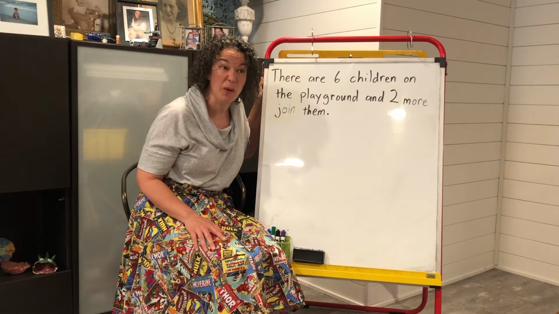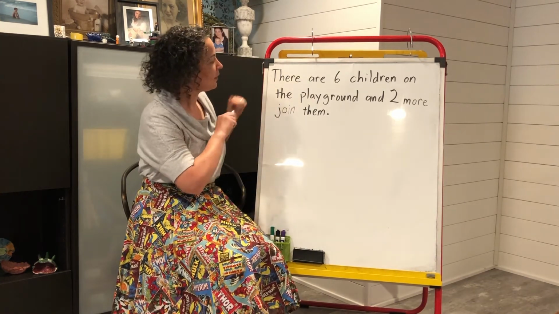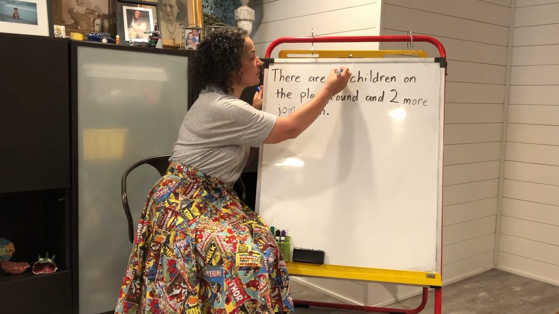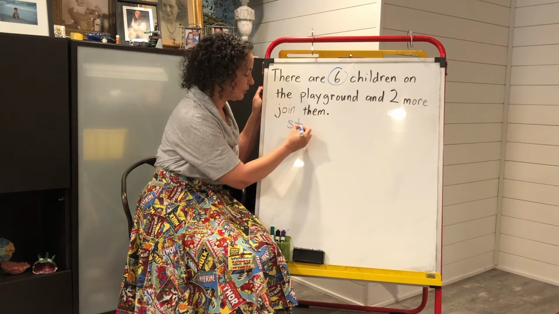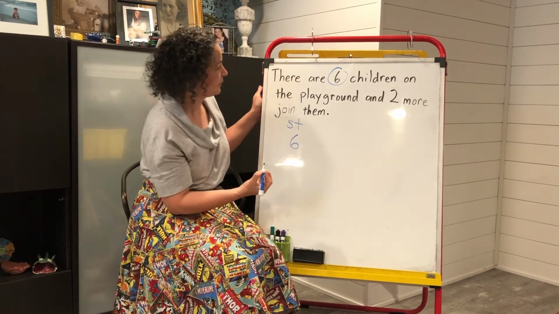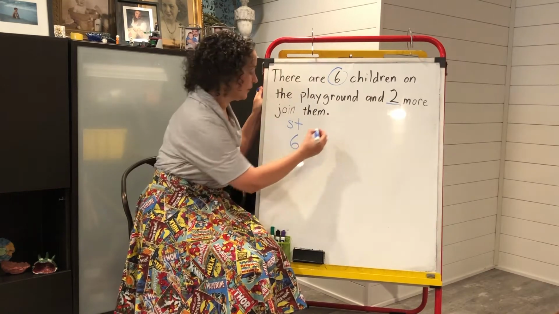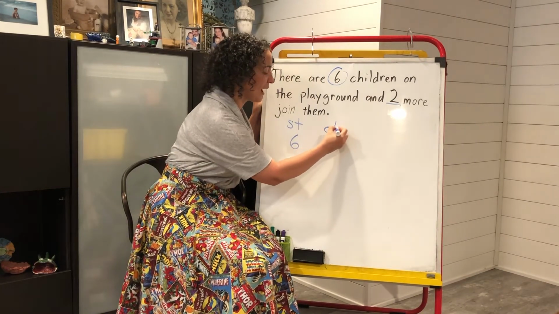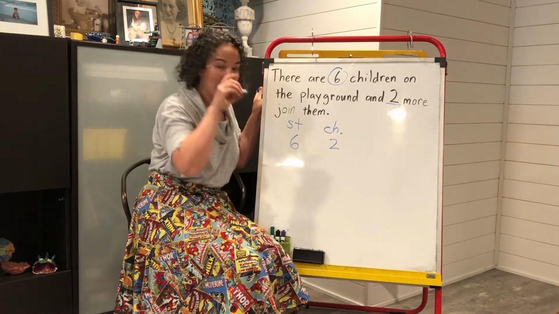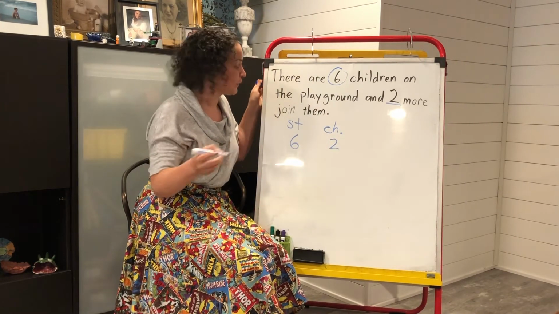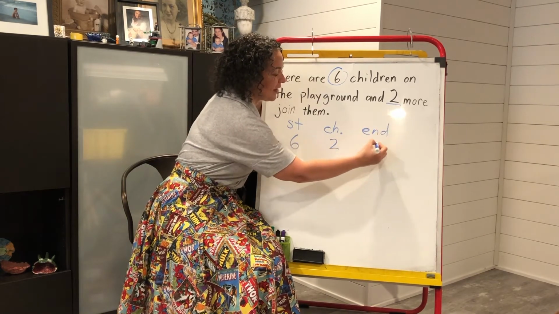Penny says we should figure out what we start with and what we know. So let's do that. There are, I found a number. There are 6 children on the playground. So my friends, we are starting with 6 children on the playground. And 2 more join them. I call that second number we run into our change. And it's our job, my friends, to figure out what we end with. How many children are there on the playground? So that's the thing we don't know.